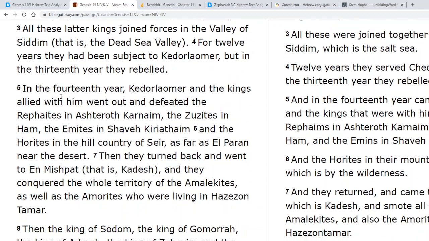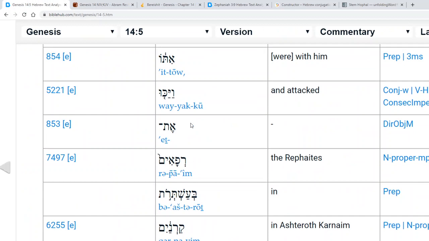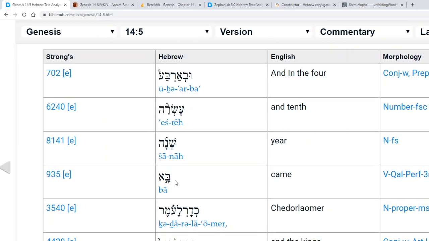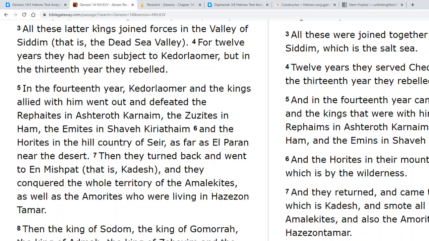Okay, NIV: in the 14th year, Kedorlaomer and the kings allied with him. I'm not sure where they got that allied. With him went out. I'm not sure why they're saying came out. I would say they came and defeated. So they're translating hiku as defeated.